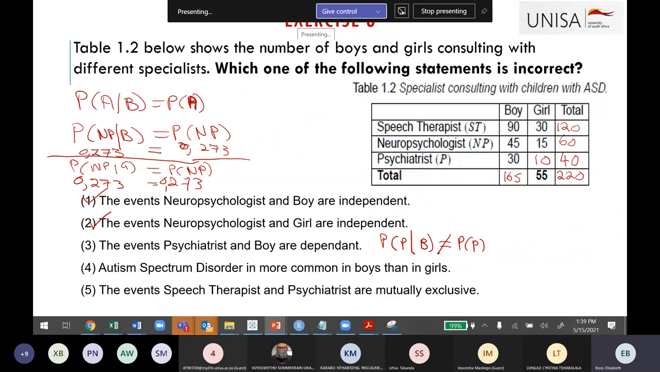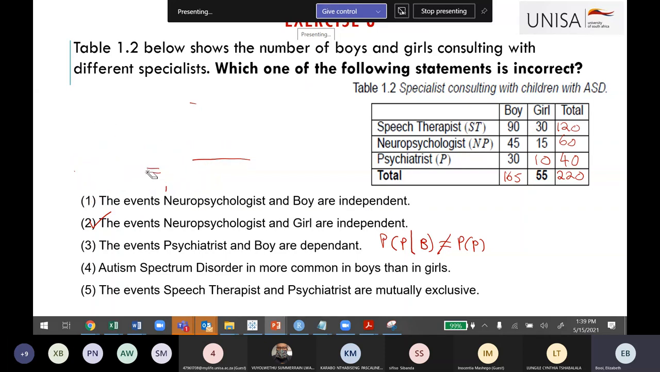The first one, I'm going to remove all this because we don't need them anymore. We're done with them. So we're going to start with the first side, which is the probability of psychiatrist given that he's a boy. It's given by the probability of psychiatrist and a boy divided by the probability of a boy. We know the probability of a boy, but we don't know the probability of psychiatrist.